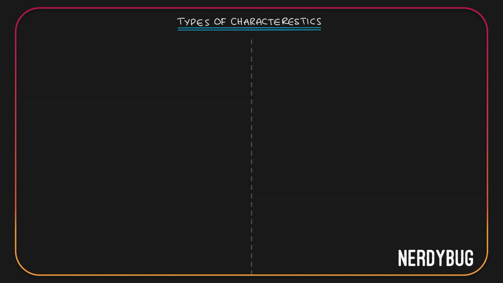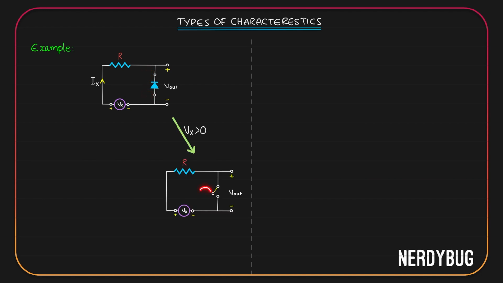Now let us learn the two types of characteristics we can plot for a circuit. I'll take a simple circuit as an example. There is an input Vx, there is a resistor R, and a PN junction diode across which the output is taken. Now, when Vx is positive, we'll get positive potential here and negative potential here. The diode will be reverse biased and we can model it to be an open circuit. The circuit is open, so no current is going to flow through it. I can write the current Ix is equal to 0.